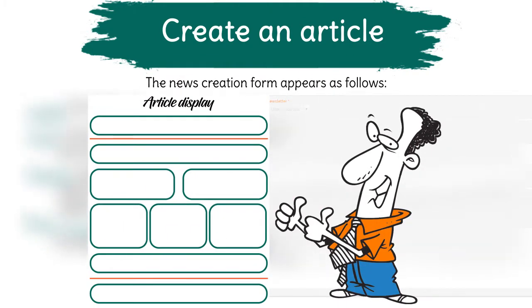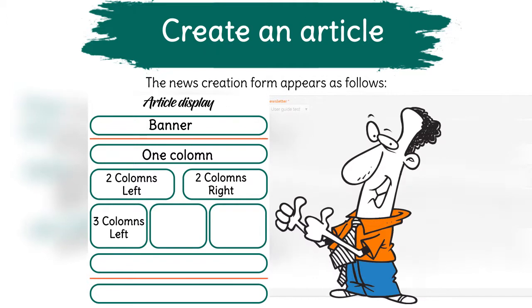Articles are displayed in the following positions. Banner, 1 column. 2 columns, left. 2 columns, right. 3 columns, left. 3 columns, middle. 3 columns, right. Page bottom.